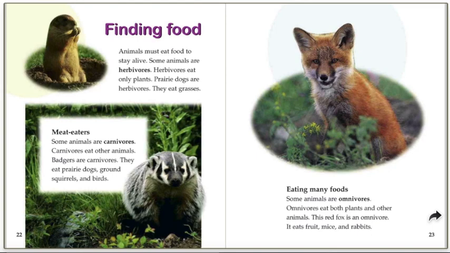Finding food. Animals must eat food to stay alive. Some animals are herbivores. Herbivores eat only plants. Prairie dogs are herbivores. They eat grasses.